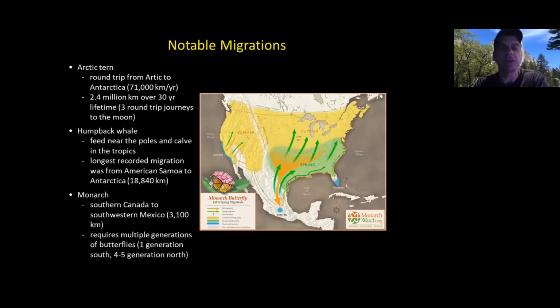Butterflies in the fall tend to live longer, about 8 months, and they'll make the migration down south in one generation. But on the way back up, it takes as many as 4 to 5 generations. They fly north, they stop, they lay eggs, and then they die, and then their offspring hatch, grow, pupate, and emerge as adults, then fly farther north, and the process repeats itself until they reach the northern limits.